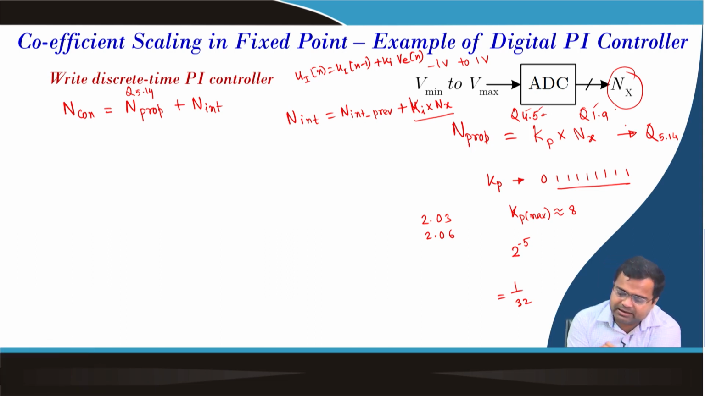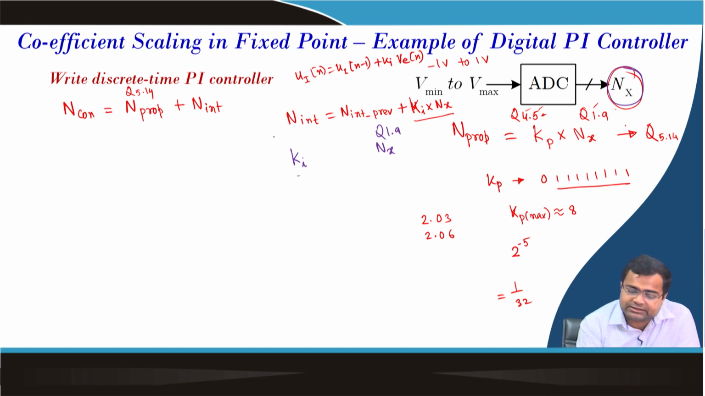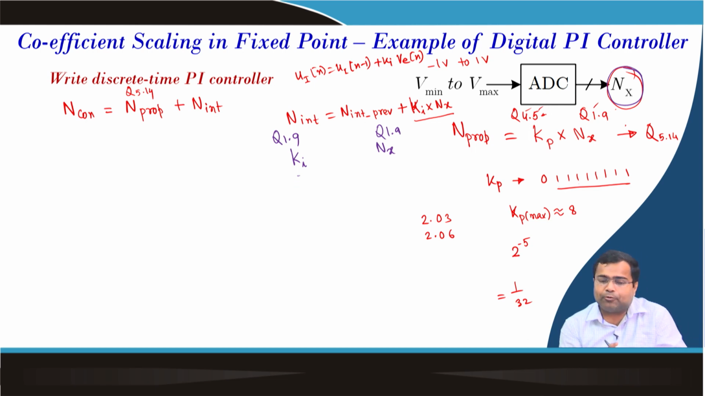So that means Nx's Q format is Q1.9, because it is defined by this ADC. Then what will be the Q format of Ki? First of all, Ki cannot be negative. Now, here it is talking about discrete-time Ki, which is typically less than 1. So it is reasonable to take Q1.9, where in the positive sense it can be at most close to 1: if the MSB is 0 and all the other bits are 1, it will be close to 1, because we cannot take a negative Ki.